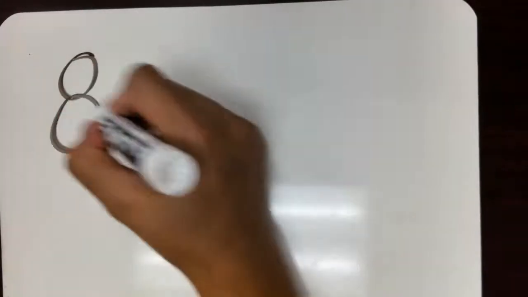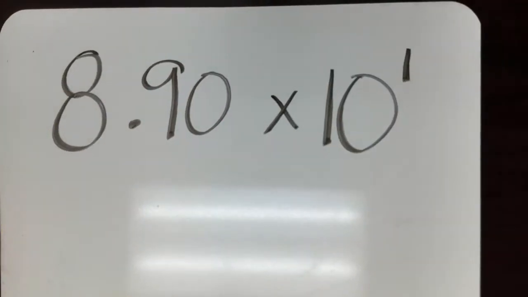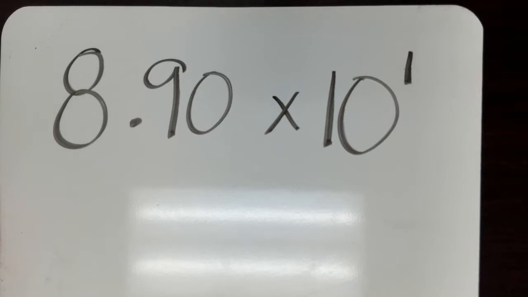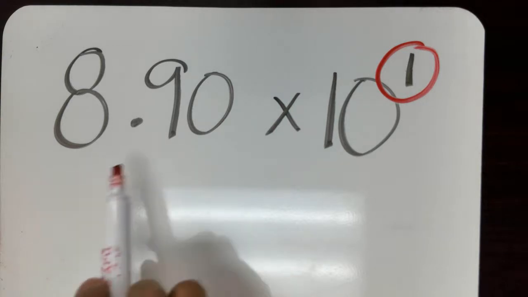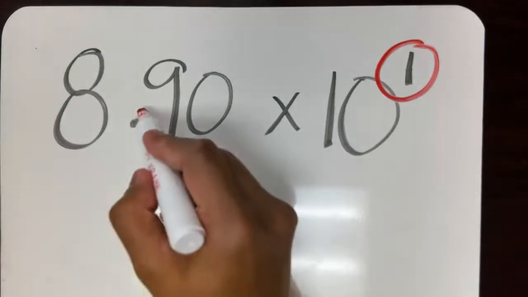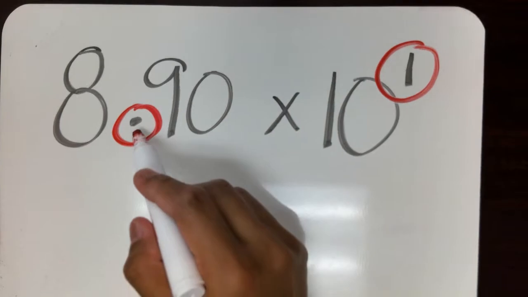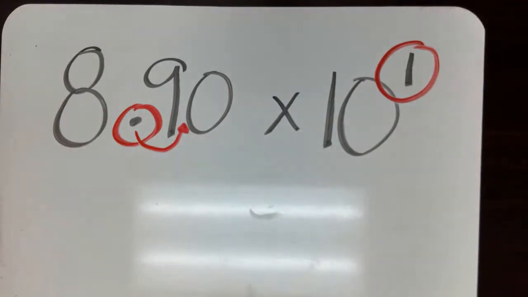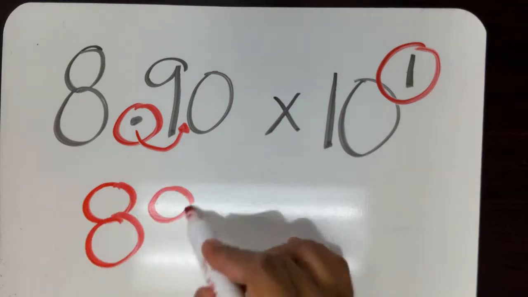Okay, number 3. Number 3 is 8.90 times 10 to the power of positive 1. Because it's positive 1, the mantissa here has to be bigger than 8.90. So where do we move our decimal point again? To the left or to the right? To the right. How many times? Just one time. So that's going to be 8 and 9.